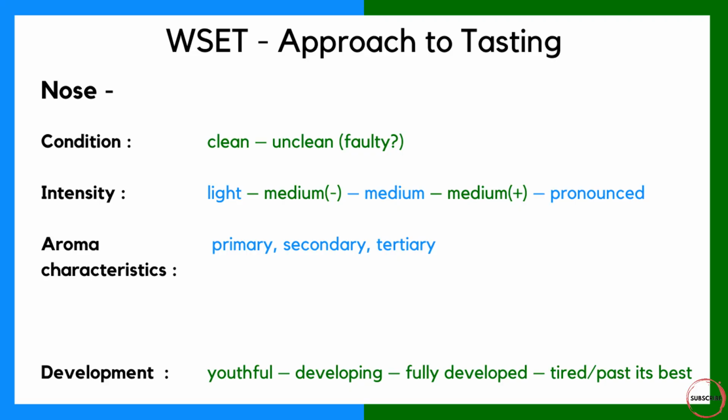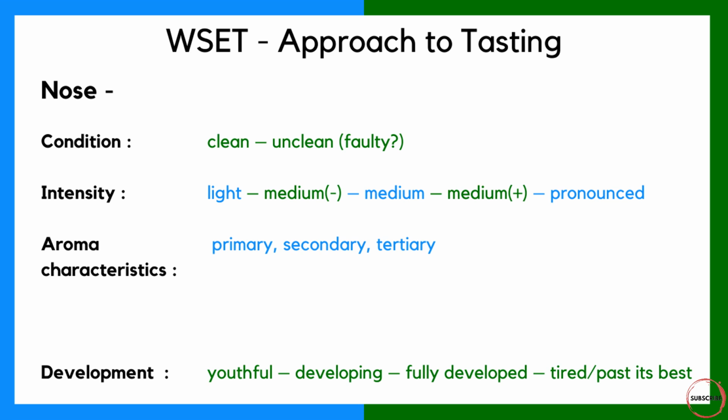complexity into that. And it's at level 3 where you actually start to go through more descriptive words and against a number of subheadings. So you need to talk about the condition of the wine, whether it's clean or unclean, and that's really saying whether the wine's okay or whether it's faulty. And then when it comes to the intensity, you move on from saying light, medium, pronounced to introduce medium minus and medium plus into your lexicon of wine tasting.